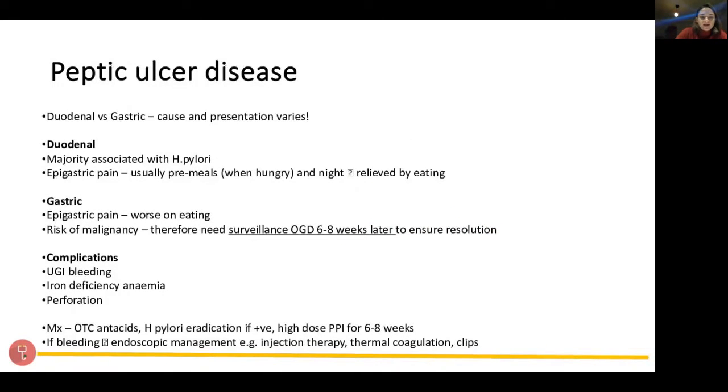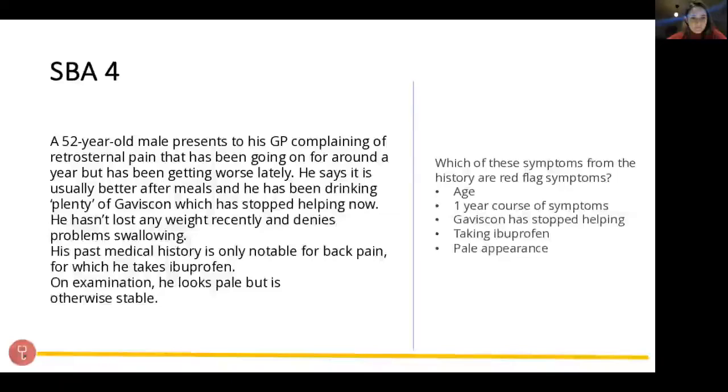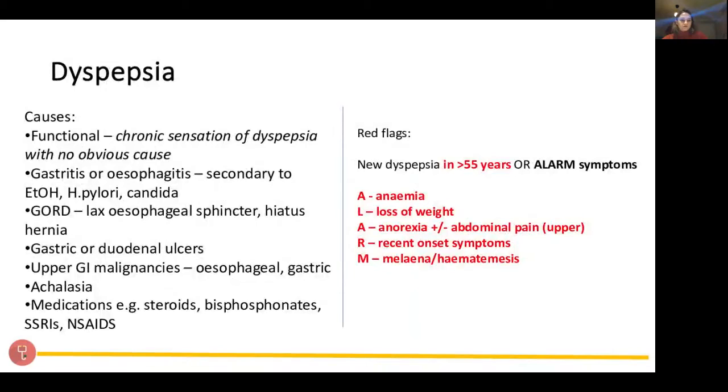So this is just a slide on peptic ulcer disease, which is very common. You can get ulcers in the duodenum or in the stomach, and they can have different causes and different presentations. A duodenal ulcer is generally caused by H. pylori, and it tends to present before meals, so the pain is worse when someone is hungry, whereas when they eat, it gets better. So this is what was happening in our patient, where this guy says it's usually better after meals. So that's classic of a duodenal ulcer.